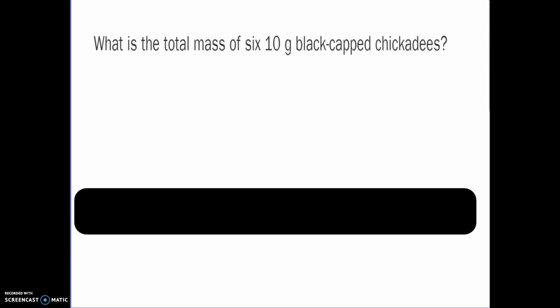So let's take a look at this problem. What is the total mass of 6 10-gram black-capped chickadees? Well, I know 6 10s is 60, right? So 6 10-gram black-capped chickadees would be 60 grams. We just have to count by 10. Counting by 10s is easy.